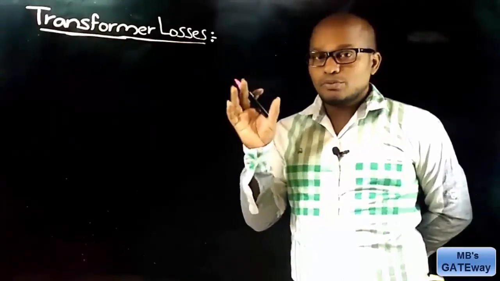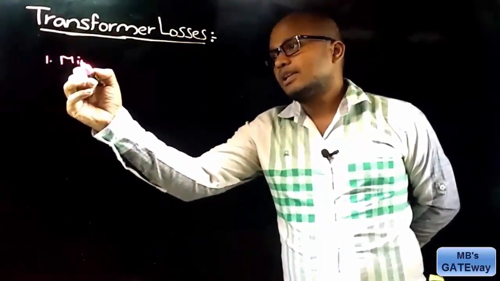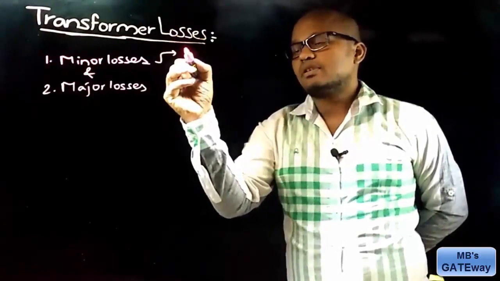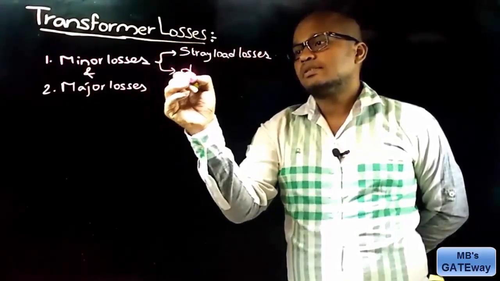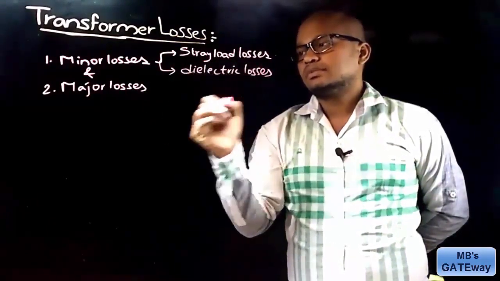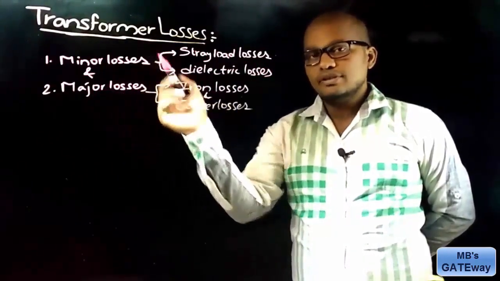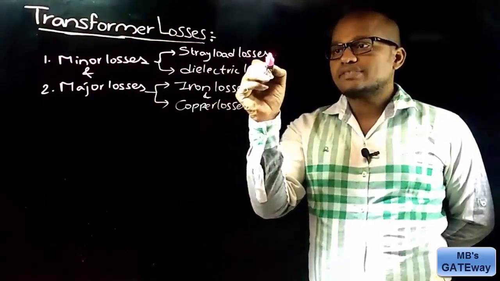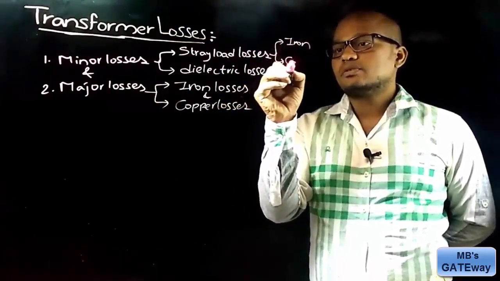Now let's discuss the power losses in a transformer. Transformer power losses are classified as minor losses and major losses. The minor losses in a transformer are stray load losses and dielectric losses, and iron losses and copper losses come under major power losses. Of the minor losses, stray load losses are further classified as stray load iron losses and stray load copper losses.